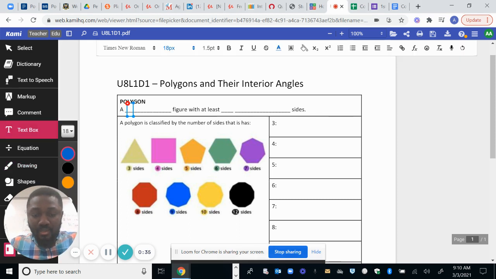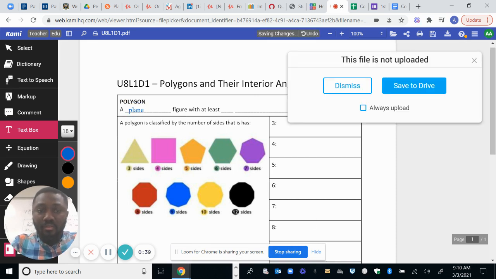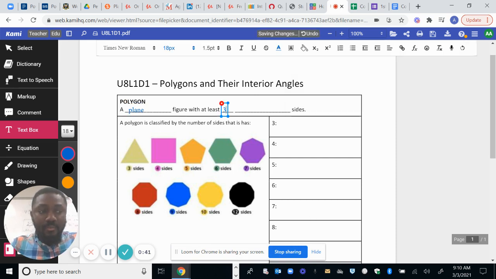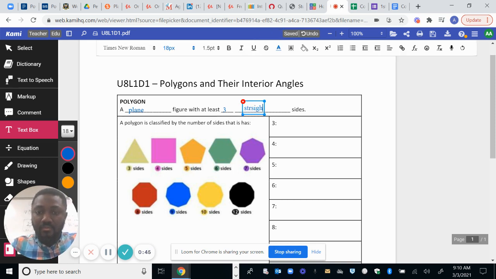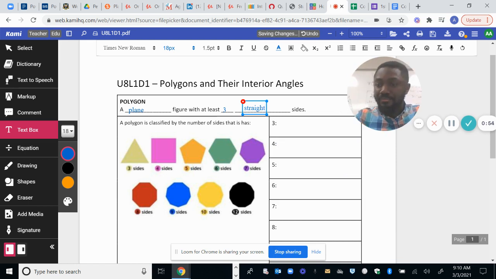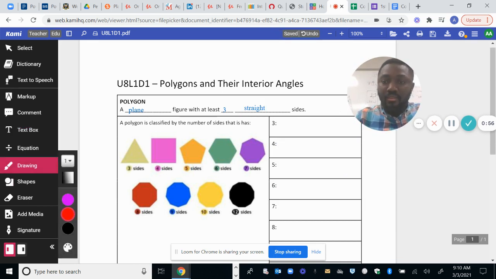It's a plane figure with at least three straight sides. The plane figure is a two-dimensional structure, so 2D.